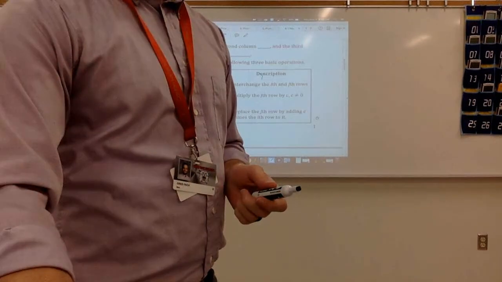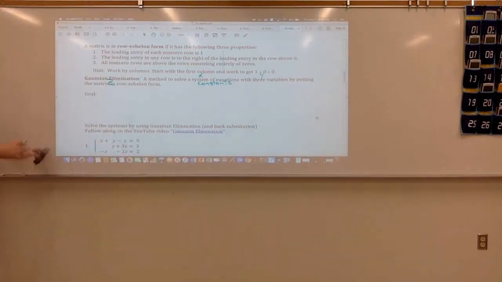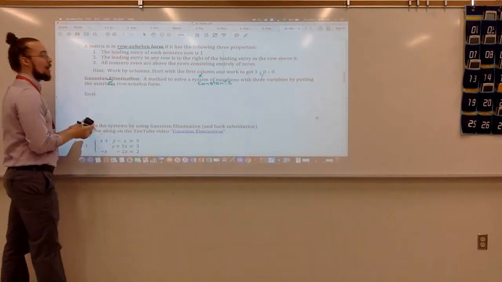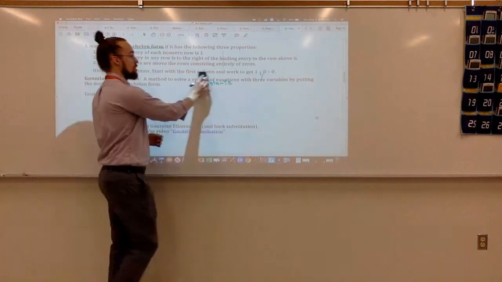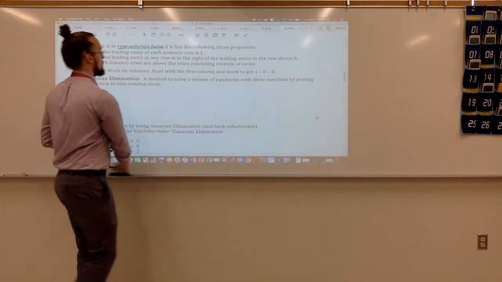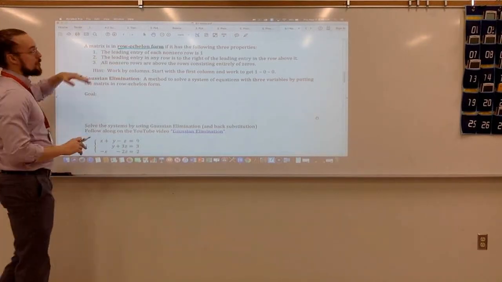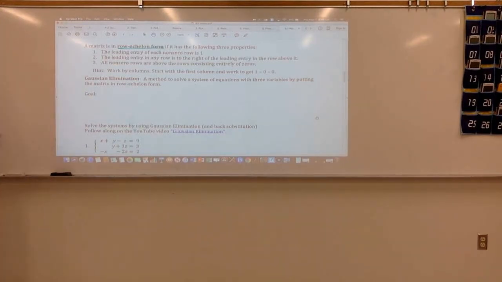All right, vocab term. A matrix is in row echelon form if it has these three properties. The leading entry of each non-zero row is 1. The leading entry in any row is to the right of the leading entry in the row above it, and all non-zero rows are above the rows consisting entirely of zeros.